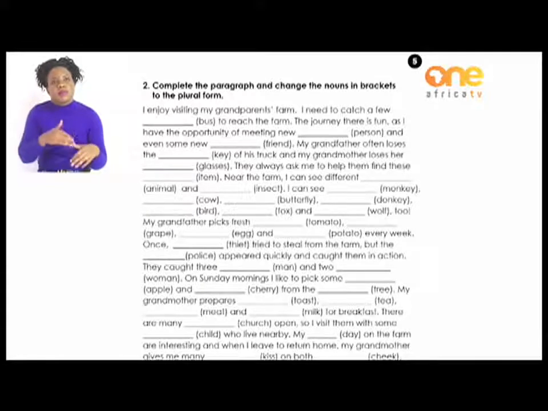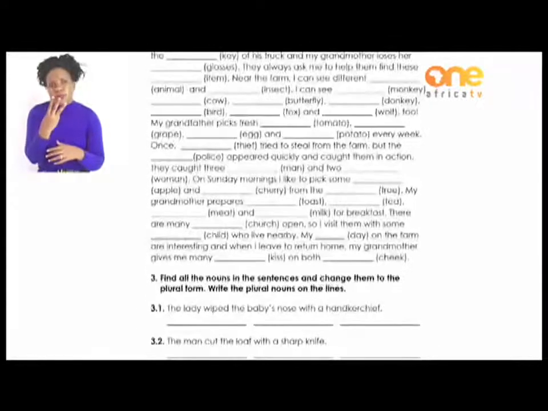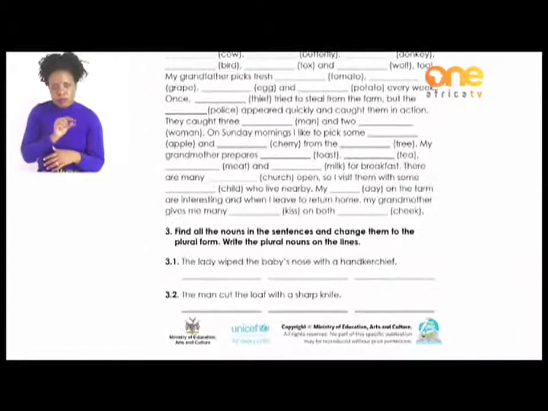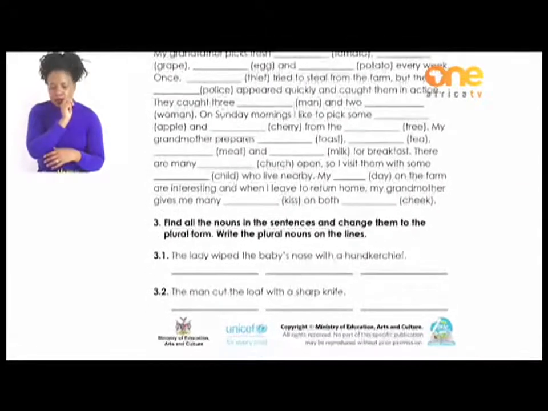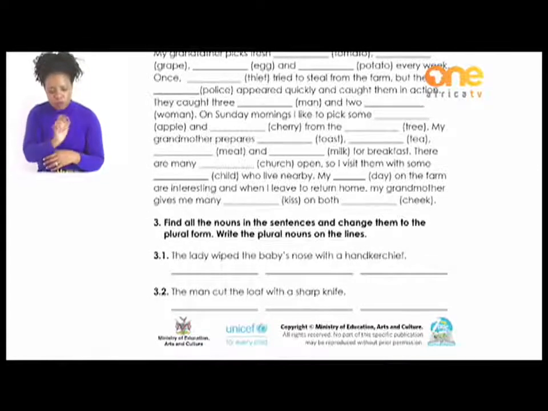Activity 3: find all the nouns in the sentences and change them to the plural form. Write the plural nouns on the lines. 3.1, the lady wiped the baby's nose with a handkerchief. The first noun is lady, so it becomes ladies. Baby becomes babies. Nose becomes noses. And handkerchief becomes handkerchiefs.